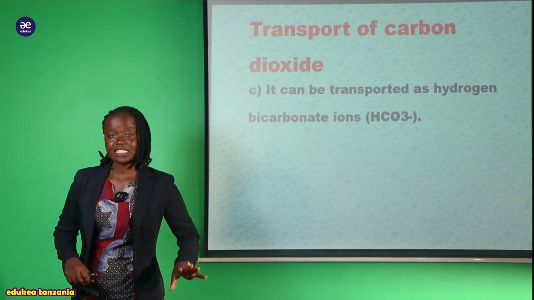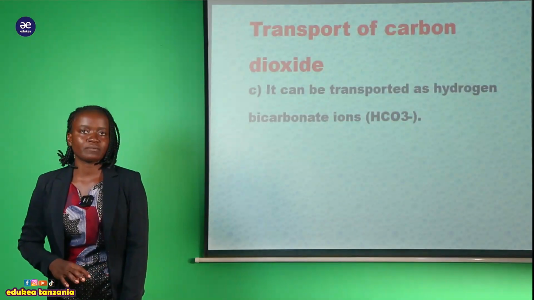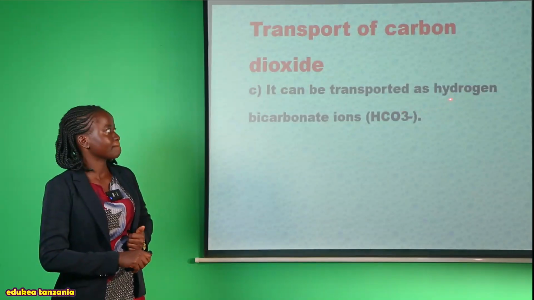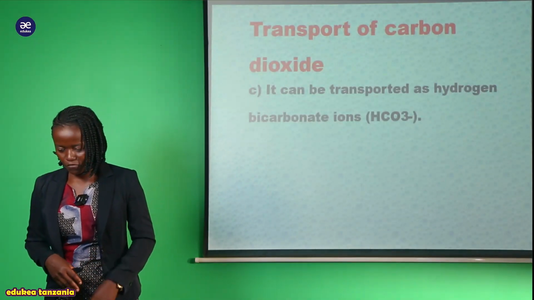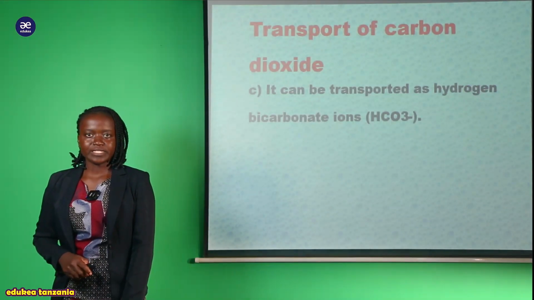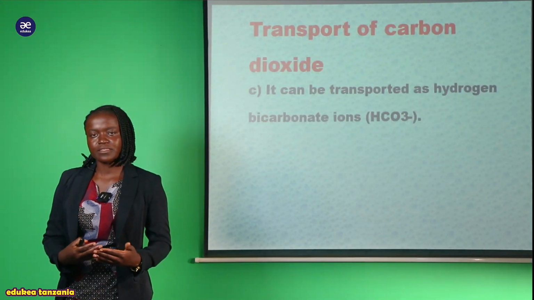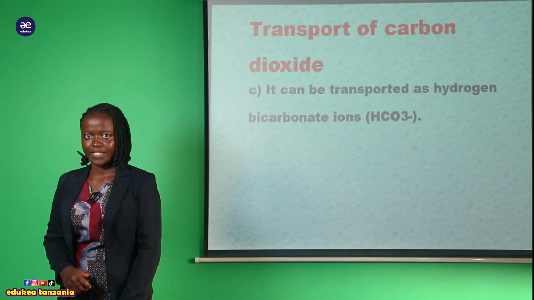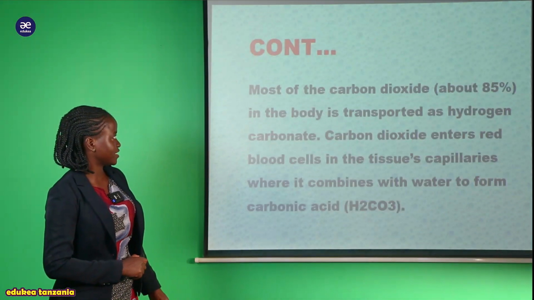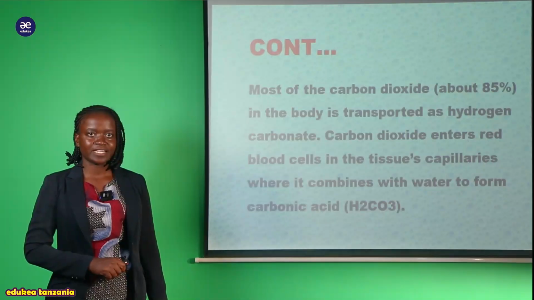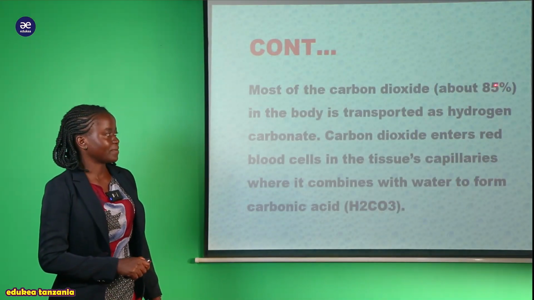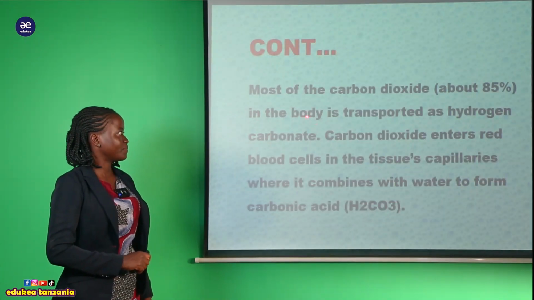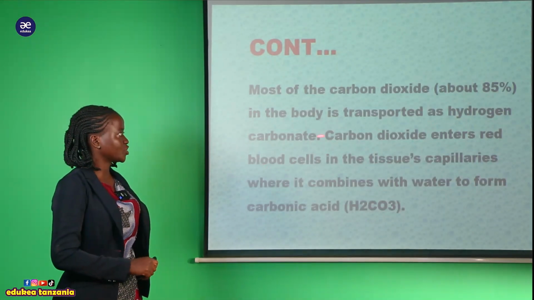So now you can see that this is the popular way of transporting carbon dioxide within the body of an organism. And how is this carbon dioxide transported by this hydrogen bicarbonate ion? Now you can see that most of the carbon dioxide, about 89% in the body, is transported as hydrogen carbonate.